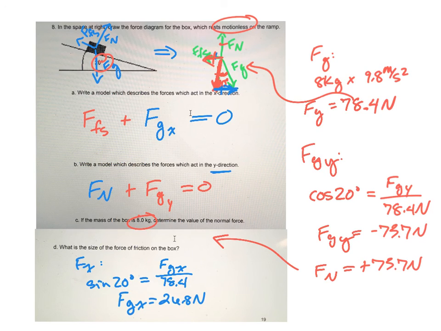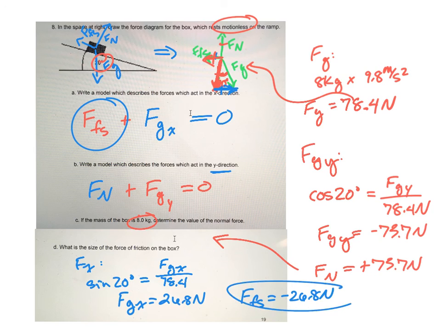Because the force of static friction is in the opposite direction, the force of static friction is negative 26.8 newtons. All right, that's it for worksheet 3.